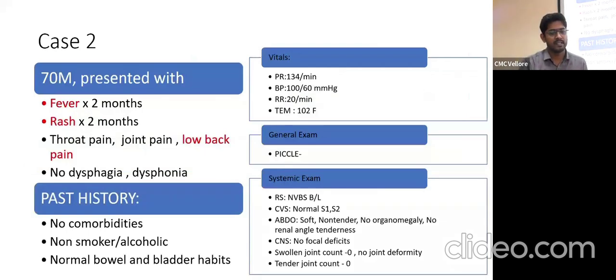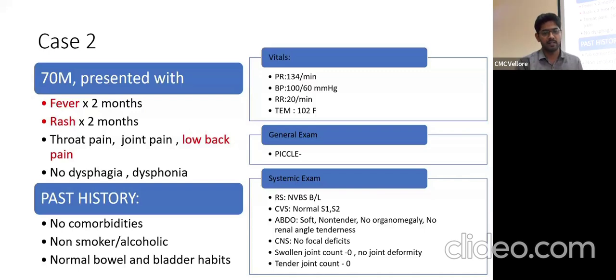Coming to the second case, it's a 70-year-old male presented with fever for 2 months, with rash for 2 months, associated with throat pain and joint pain, more in the right knee joint, and associated with low back pain. There is no history of dysphagia or dysphonia. Past history: no comorbidities, non-smoker, non-alcoholic, no diabetes. Vitals: temperature is 102 Fahrenheit. Systemic examination showed no particular findings.